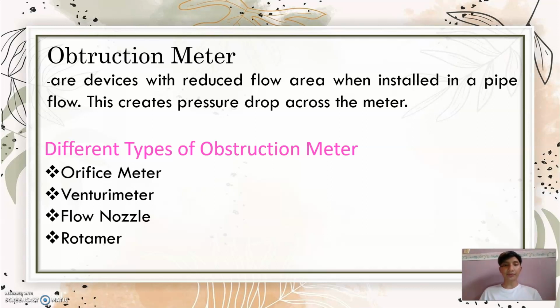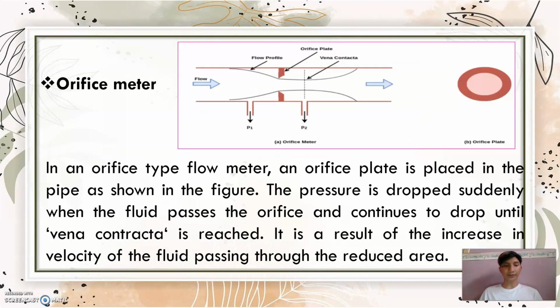There are different types of obstruction meter. The first one is the orifice meter, then venturimeter, flow nozzle, and rotameter.